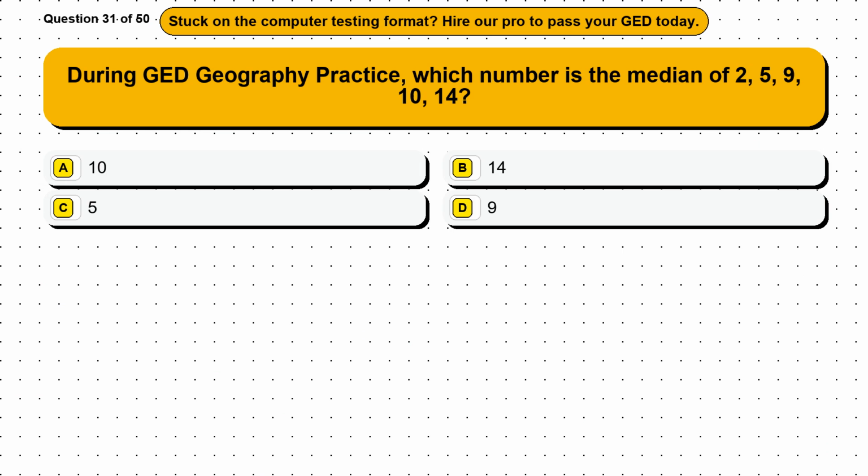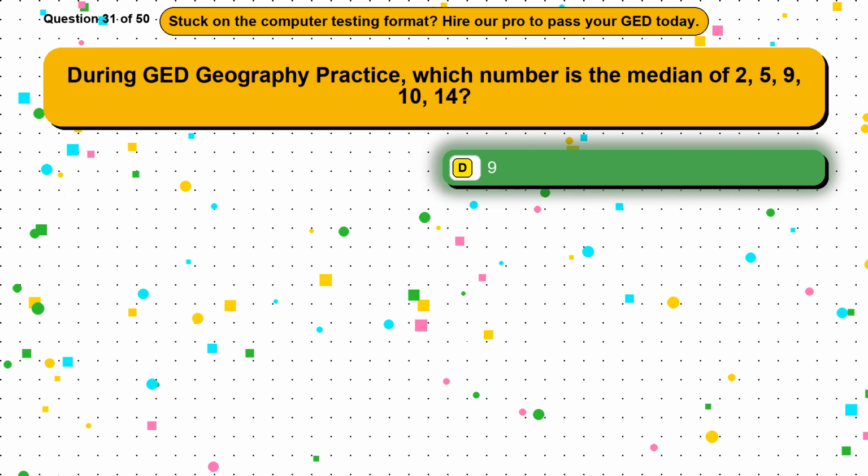Question 31. During GED Geography Practice, which number is the median of 2, 5, 9, 10, 14? Option A 10. Option B 14. Option C 5. Option D 9. The correct answer is option D.